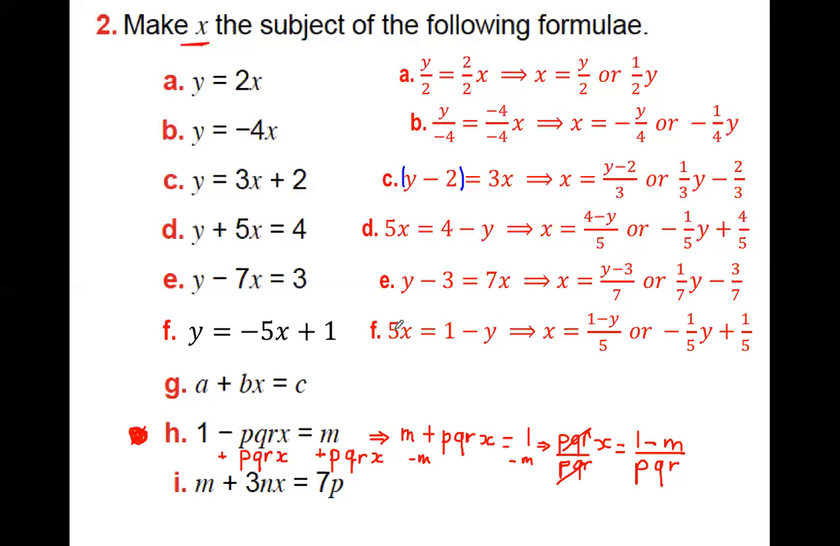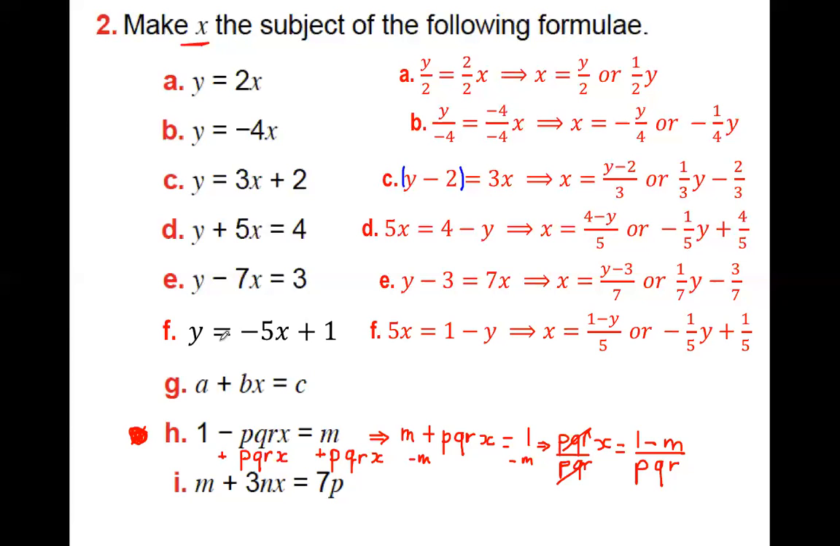Okay, and then that means x equals 1 minus y over 5. Or if you prefer to keep the minus 5x here, you would need to do y minus 1 equals negative 5x and then divide by negative 5 for both sides. And be careful, you need to make sure that for the y minus 1, you put a minus in front, which is going to give you 1 minus y over 5.